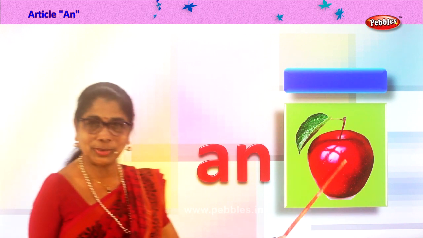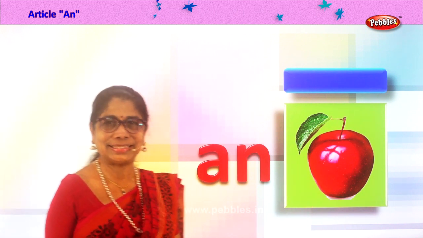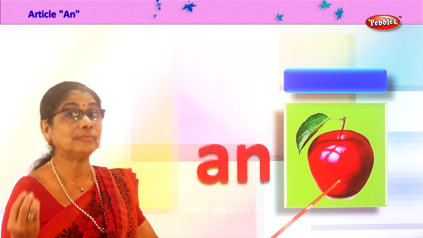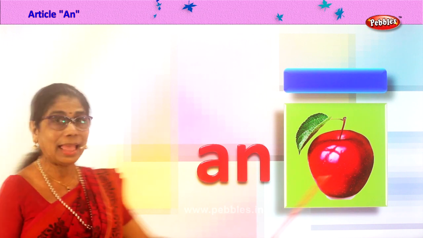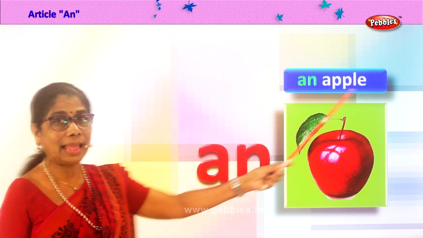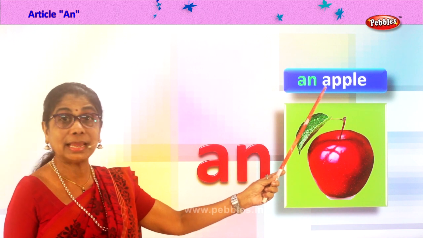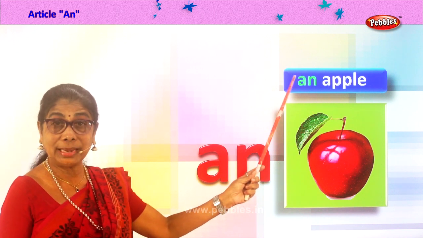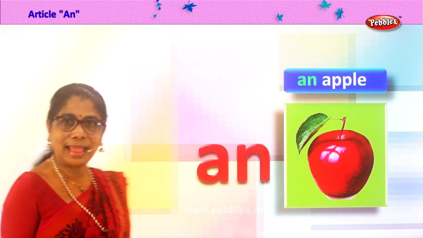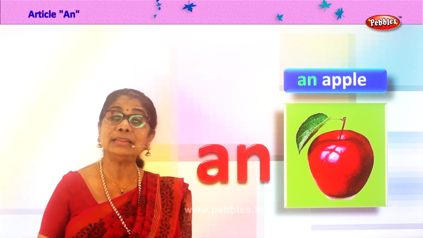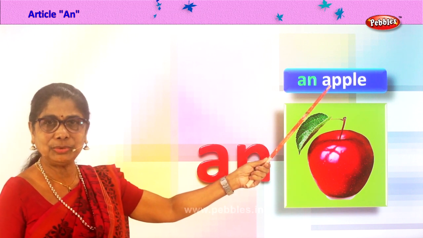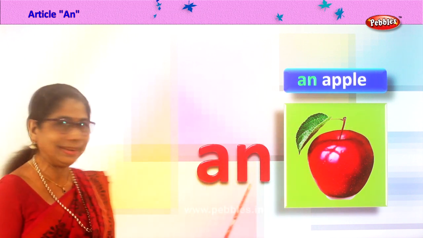Look at this. What is this? Apple. Yes. Read: an apple. Apple begins with letter A. That is a vowel, A. So, an apple. Look, A is a vowel. So you write an apple. Look at the first letter, A. An apple. So article "an" is used before vowels. When you see apple, automatically you write "an".